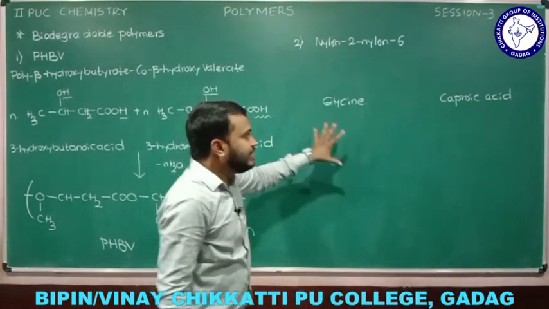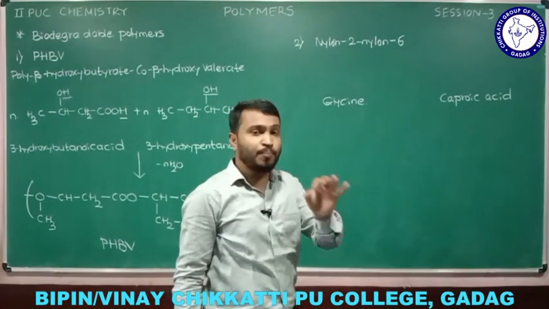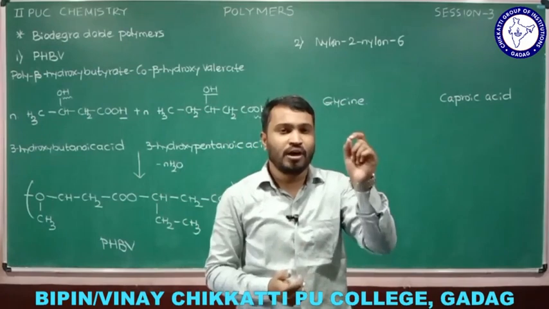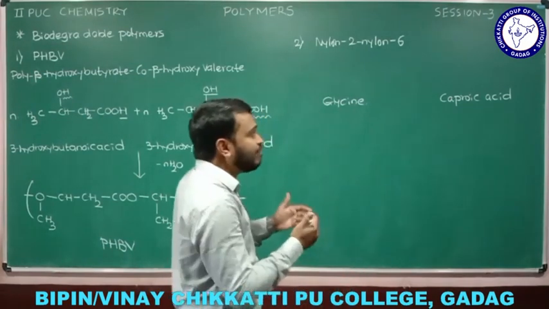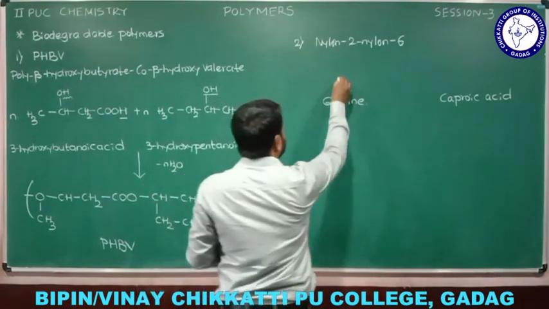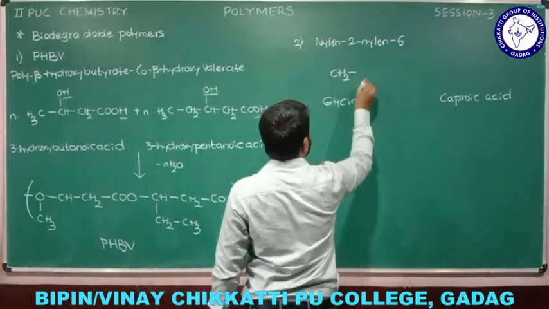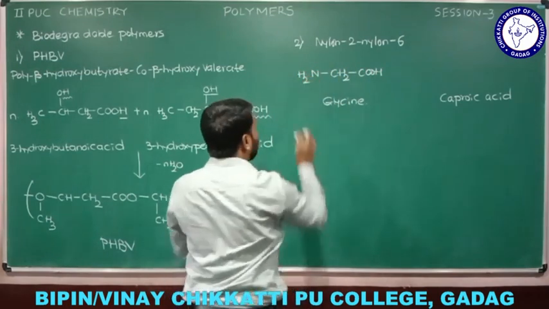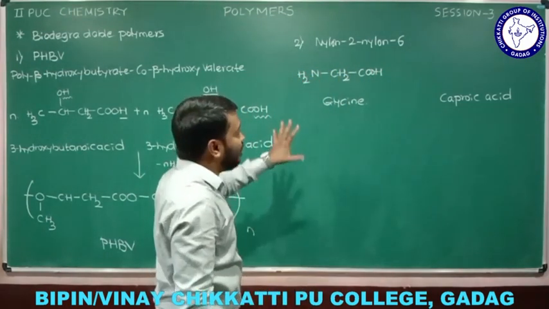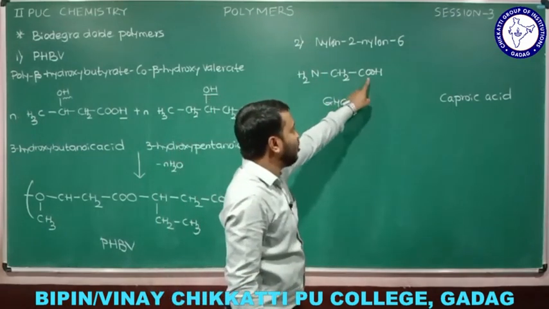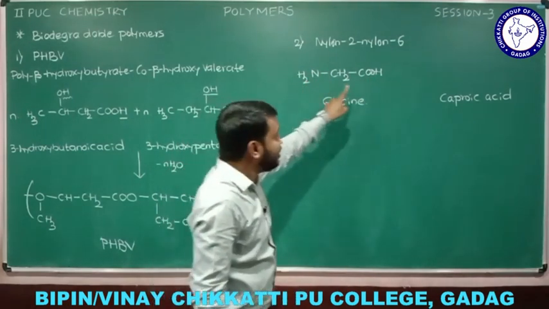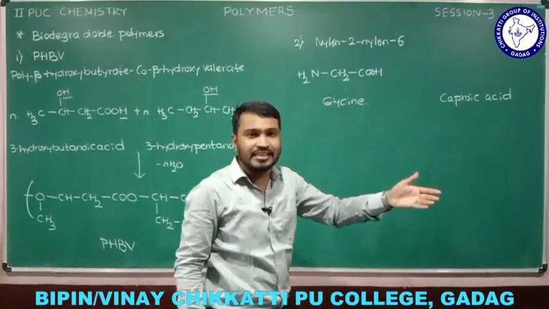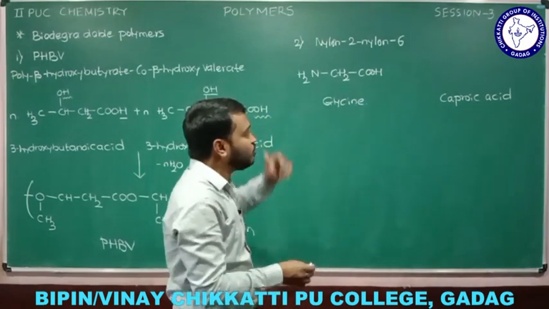So try to know these are the examples for proteins, or you can say amino acids. You will learn more about these in a chapter called biomolecules. So try to know glycine and caproic acid are amino acids. So what is the structure of glycine? CH2 we have in the middle, on the right side we have COOH, and here we have NH2. Actually, amino acid is nothing but an organic compound which has the COOH group and NH2 group. So if these two functional groups are present in any organic compound, we call it an amino acid, and amino acids constitute the proteins.